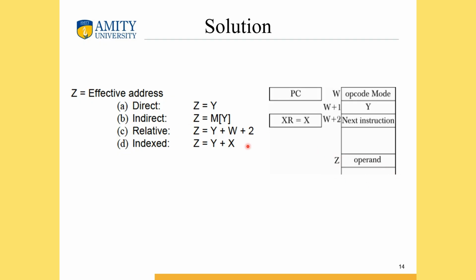For relative, we are going to add the program counter, hence it becomes Y plus W plus 2. Finally, for the index, we are going to add the index register to it. So Y plus X gives us the indexed value. You can solve different questions in this way, where these are the rules that you have to follow for each addressing type. Direct will point directly to the effective address. The indirect will point to a memory location, which will then have the effective address, and relative will be the sum of the program counter with the address. Finally, indexed is the sum with the index value that is given.